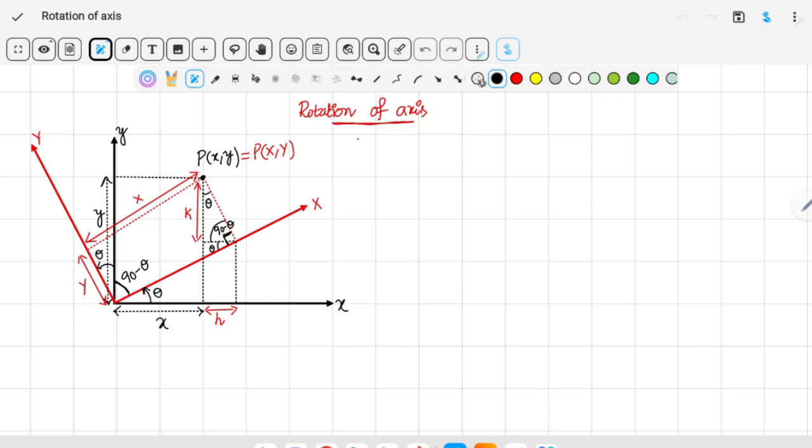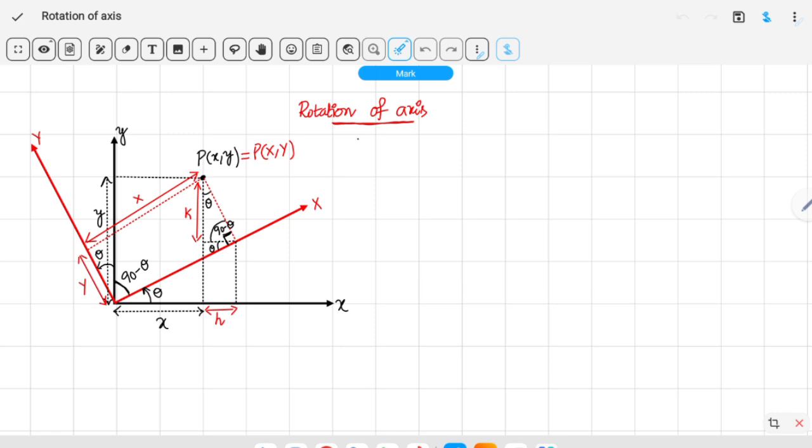Now, let us see what the actual situation is. Initially, this is the x and y axis, our old coordinate system, and there is a point here whose coordinates are x comma y. We already know that the x coordinate is nothing but the perpendicular distance from the y axis to the particular point, and the y coordinate is nothing but the perpendicular distance from the x-axis to the particular point. I have already drawn the old coordinate system and the point is represented here.